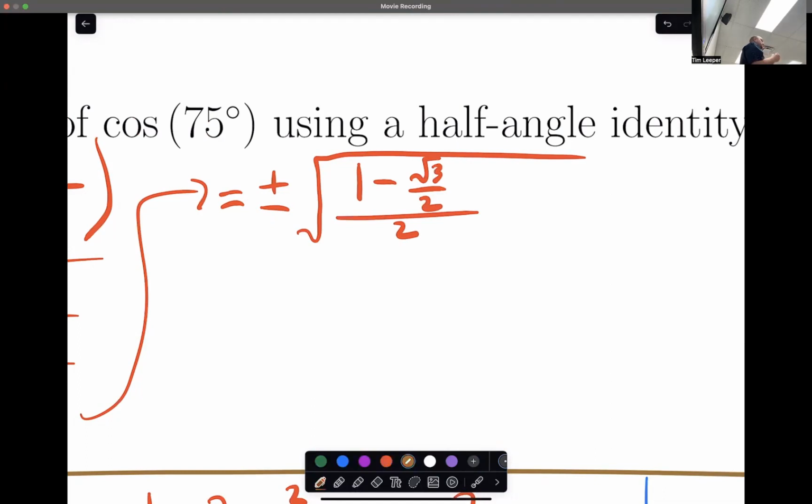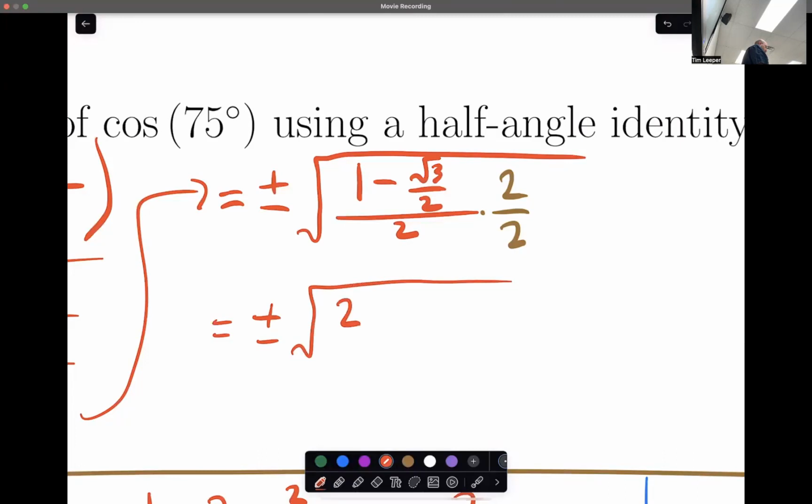Here's the thing though, I don't like seeing a complex fraction, right? So I'm going to go ahead and multiply both numerator and denominator by the LCD of all denominators there, which in this case just happens to be a 2. Notice that I can then distribute the 2. And what does that give me? Well, it gives me plus or minus the square root of 2 minus the square root of 3, all over 4.